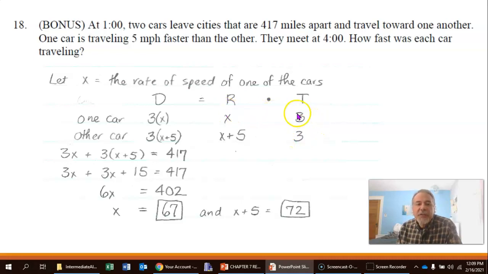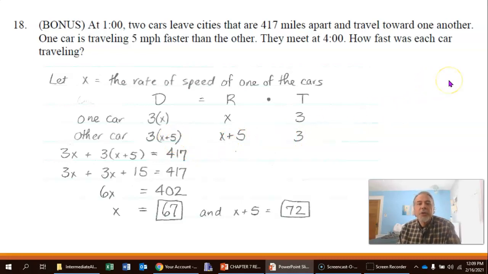Once we have two of these filled in, we can use those to fill in the third one, and here we know the rate and the time, and so the distance would just be the rate times the time multiplied together. So 3 times x for the distance for one car, and 3 times x plus 5 for the distance for the other car.